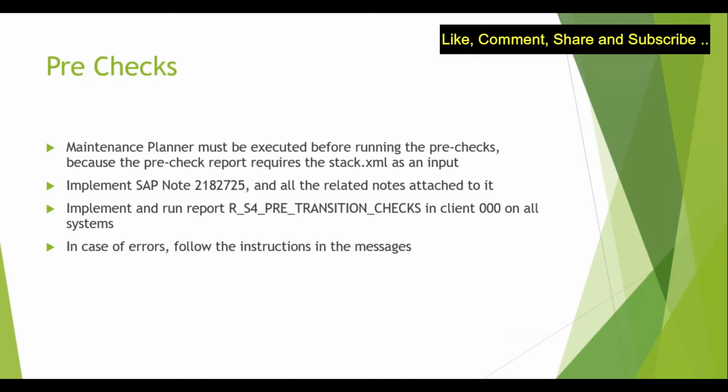and then only the next step, the report r_s4_pre_transition checks, will be available. All these things you are going to do in client 000, which is, I think, what is it called? 000 is what? It is not a golden client. From the technical point of view, this is a client that we normally use. So you need to run this report in client 000 to find out whether you are okay to move ahead for the conversion or not.